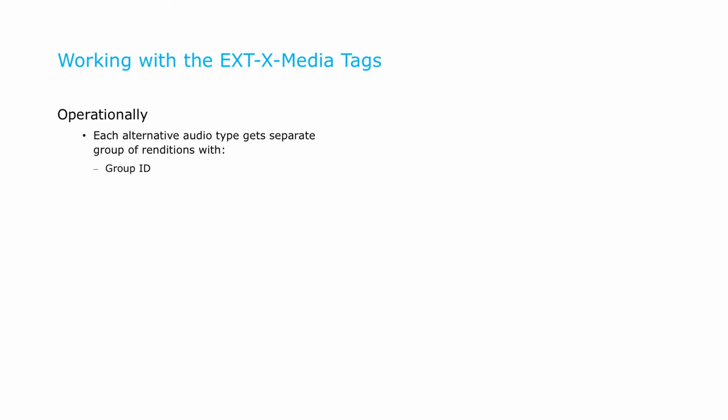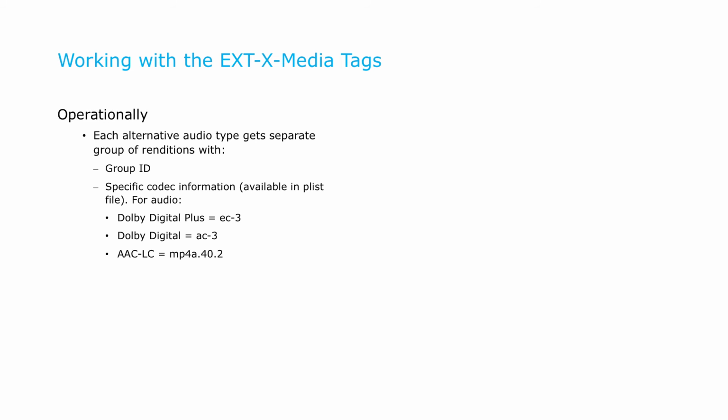Operationally, each alternate audio type will have a separate rendition group identified via the group ID. Each alternate within that group is defined by the EXT-X-MEDIA tag, which contains codec-specific attributes that allow the client to determine playback compatibility. You can get codec IDs from the plist file, and codec names for audio are included in the slide for your convenience. As you learned above, each EXT-X-STREAM-INF tag must include max bandwidth and average bandwidth and the location of the media playlist files for the video.